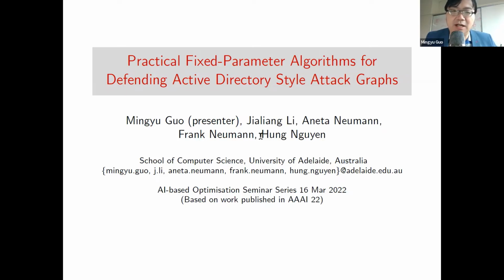But at the end of the day, the way we approach it is to treat it as a graph-based combinatorial optimization problem using fixed parameter analysis. We also throw in a little bit of graph convolutional neural network toward the end, but the important part is the fixed parameter analysis. This is based on one paper published in AAAI 2022, and I will also briefly mention some recent progress based on papers that are in submission.